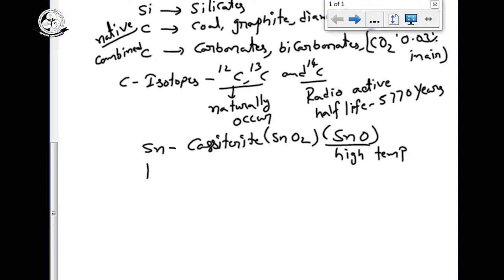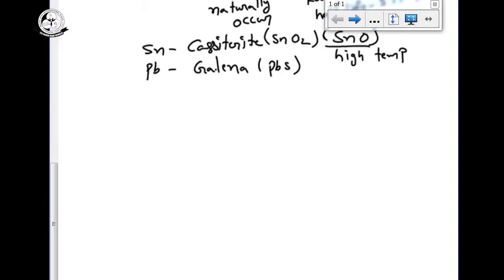Lead is available in the form of the ore galena, lead sulfide, PbS. And germanium is the least available element in this group of elements. This is about the occurrence.